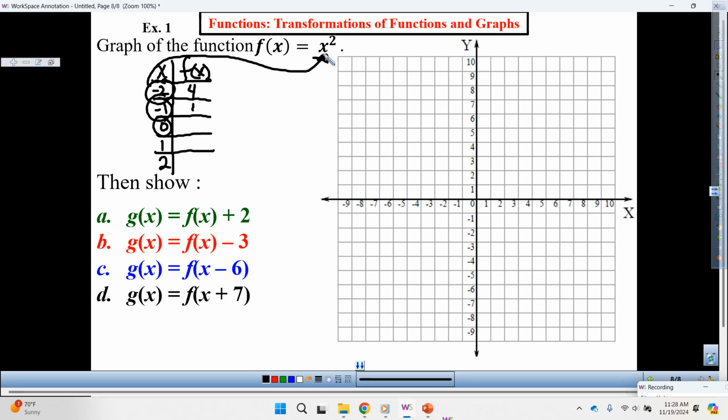0. What is 0 squared? 0. What is 1 squared? 1. And 2 squared is 4. Let's graph that. -2, 4. -1, 1. 0, 0. 1, 1. 2, 4.